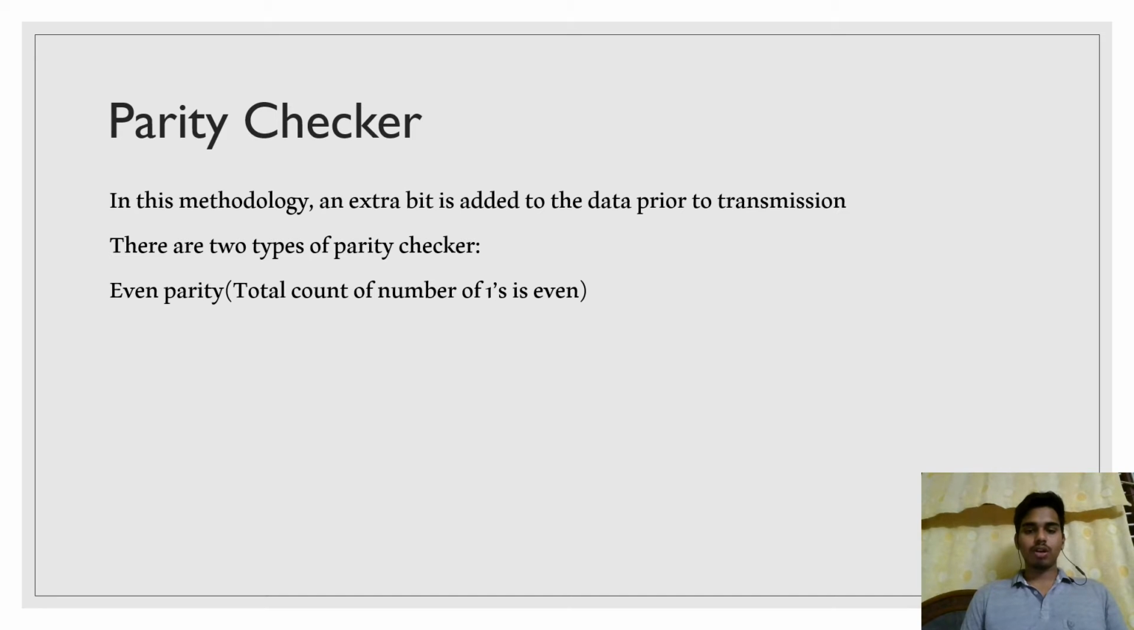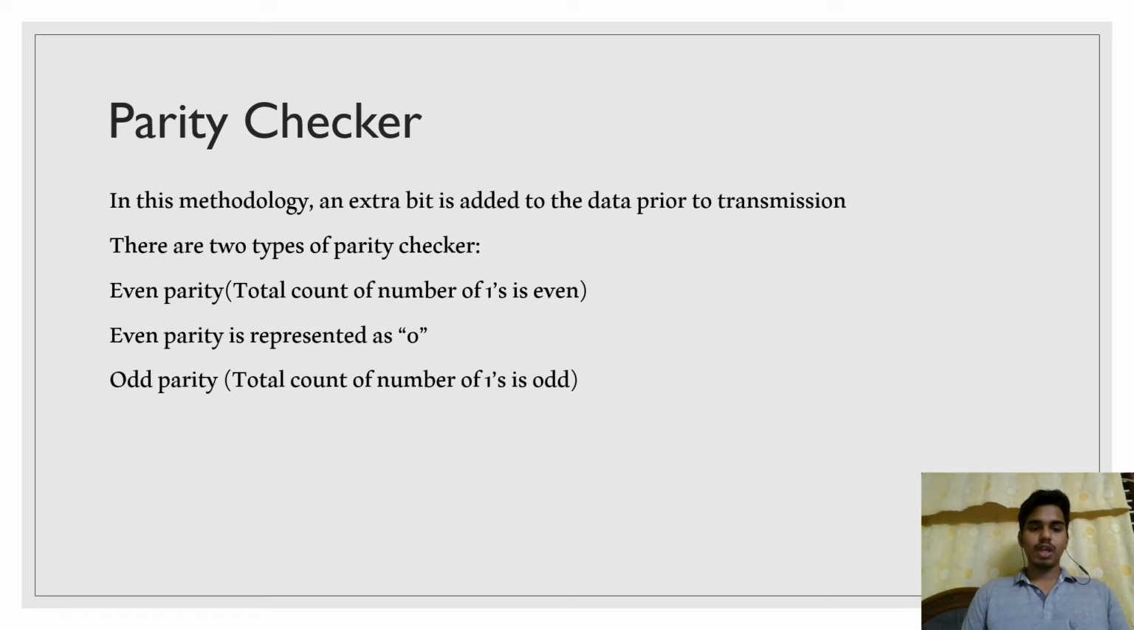Even parity: the total count of the number of ones in the given data is even, so it is even parity. Even parity is represented as 0. Odd parity: the total count of the number of ones in the whole data is odd, so it is called odd parity. Odd parity is represented as 1.